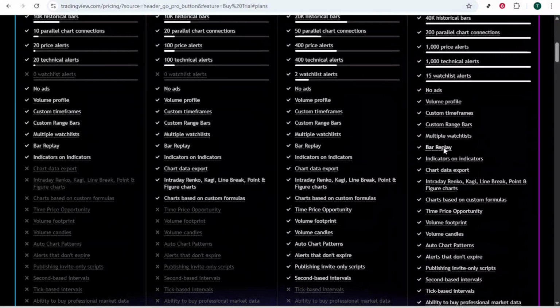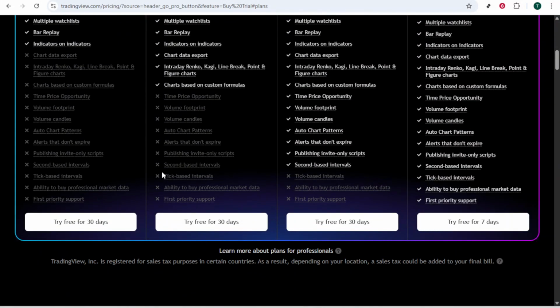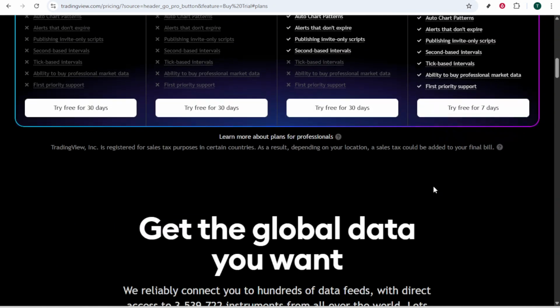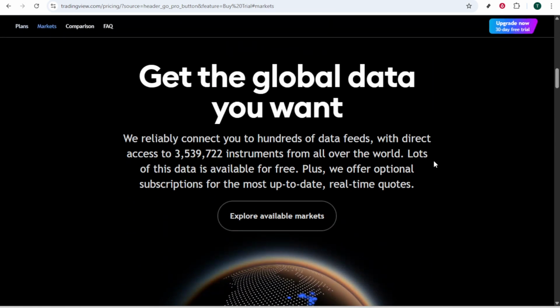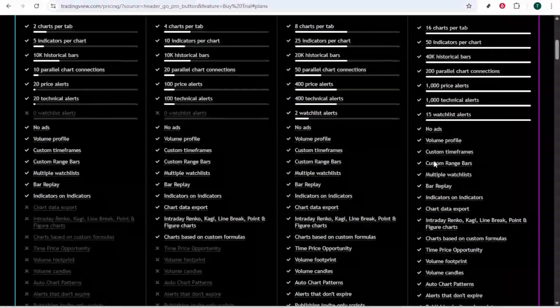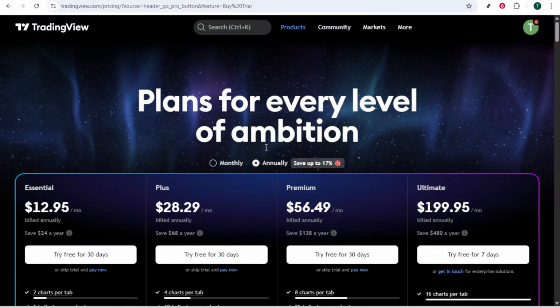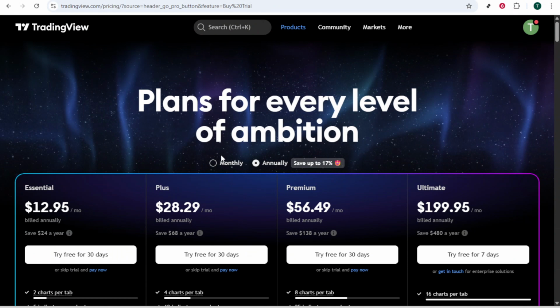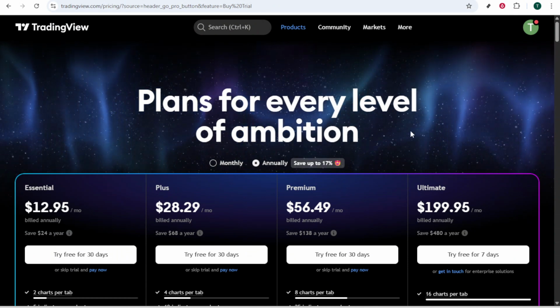As part of this trial, you will need to enter your payment information, including your card details. Now, don't worry about being charged immediately. TradingView allows you to enjoy the full range of their premium offerings during this trial period. However, it's crucial to note that if you don't cancel before the 30 days are up, you will incur charges. So it's a good idea to set a reminder to cancel the subscription if you decide not to continue with the premium service once the trial ends.